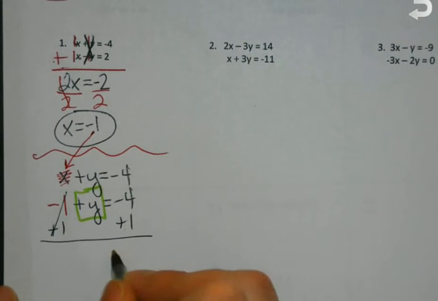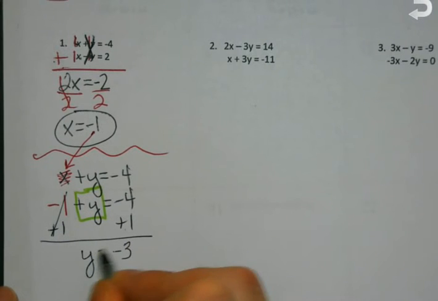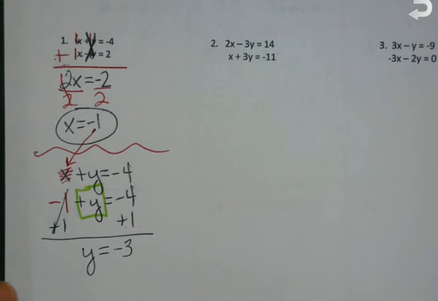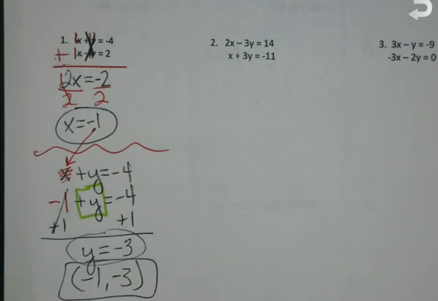Negative 4 plus 1 is negative 3. That's my y value. And if I want, I can even get it into a coordinate. It's always x and y. So you'd have to admit this is shorter than yesterday. So nothing going too bad here.